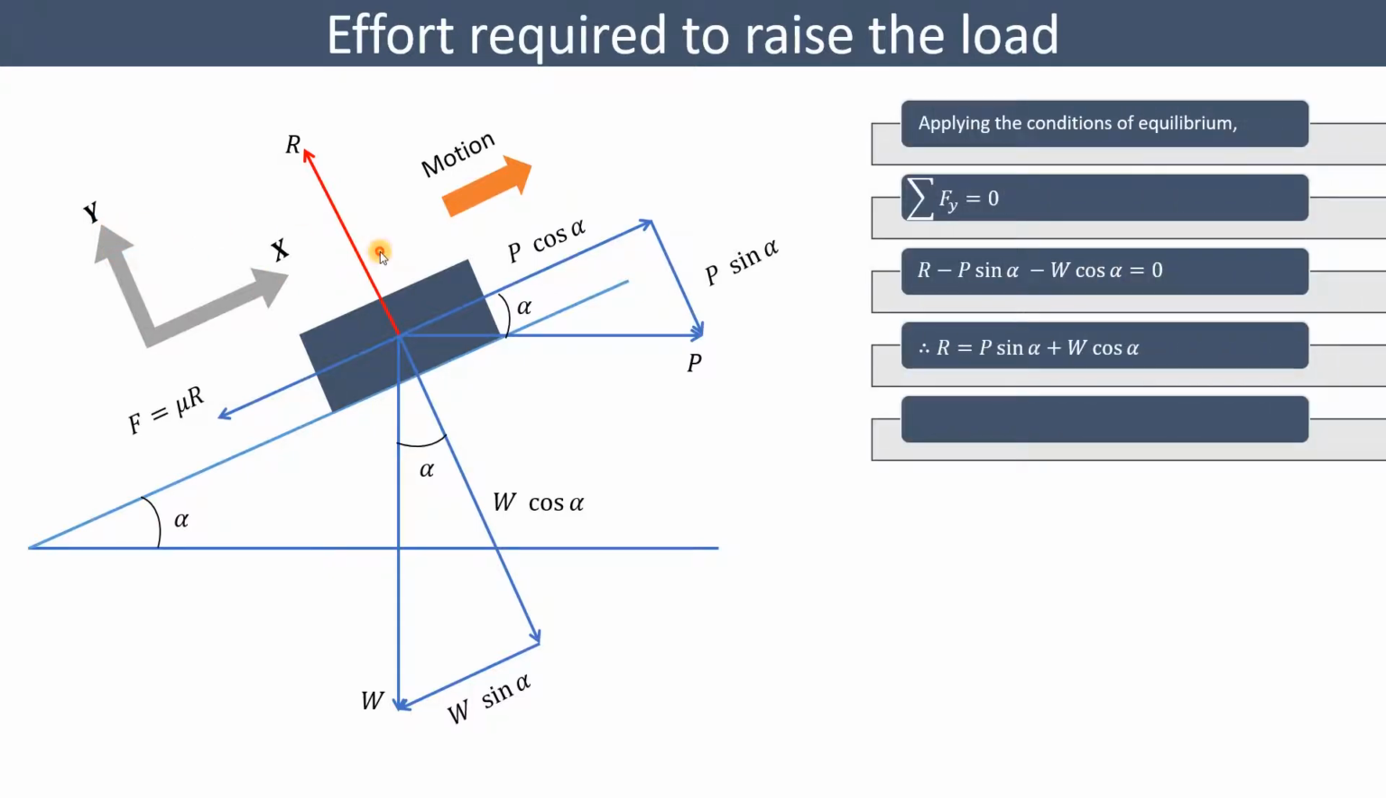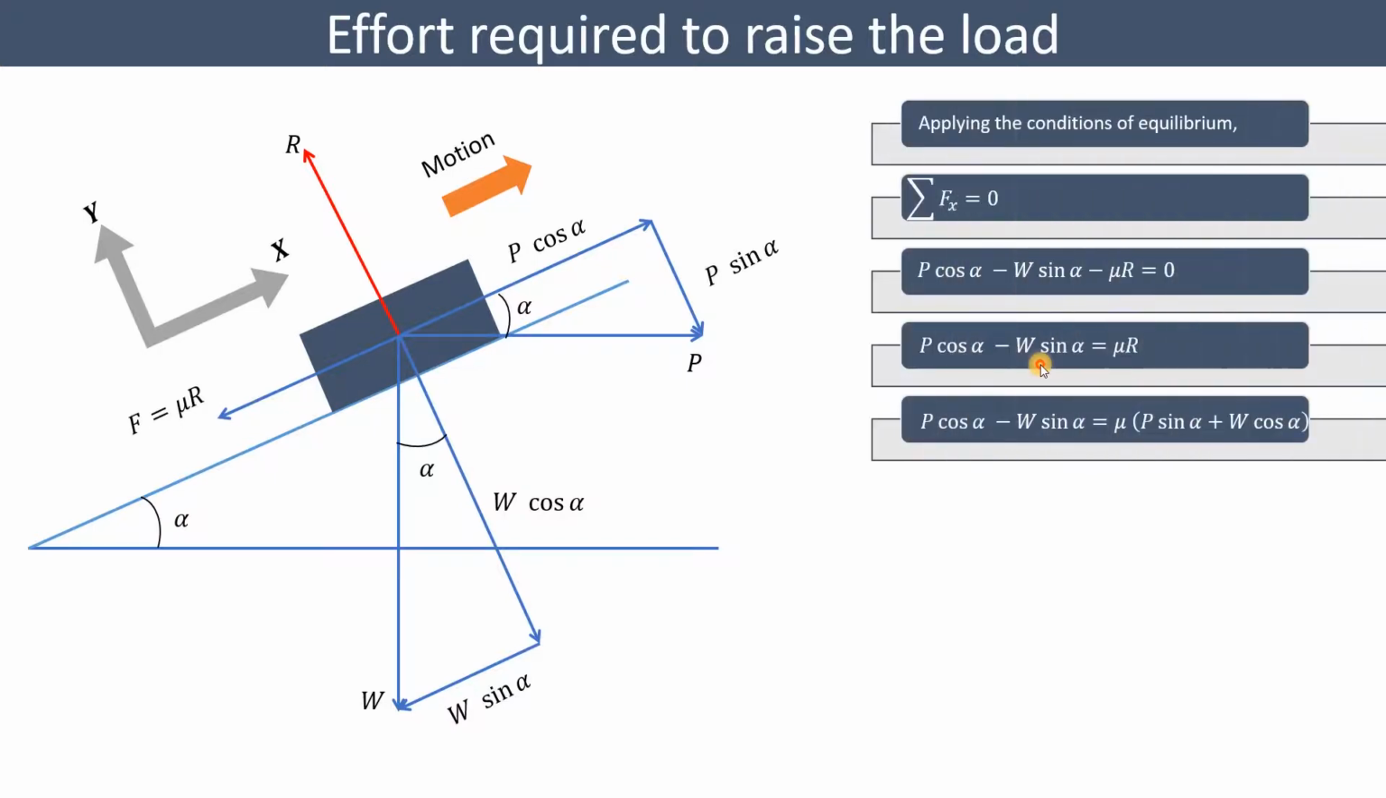The first condition is summation of forces in y direction is equal to 0. R is acting in the upward direction, so it is positive. P sin alpha is acting in the downward direction, so it is negative. And W cos alpha is also acting downward, so it is negative. Transferring both negative terms, minus P sin alpha minus W cos alpha, to the other side, they become positive. Therefore R equals P sin alpha plus W cos alpha.